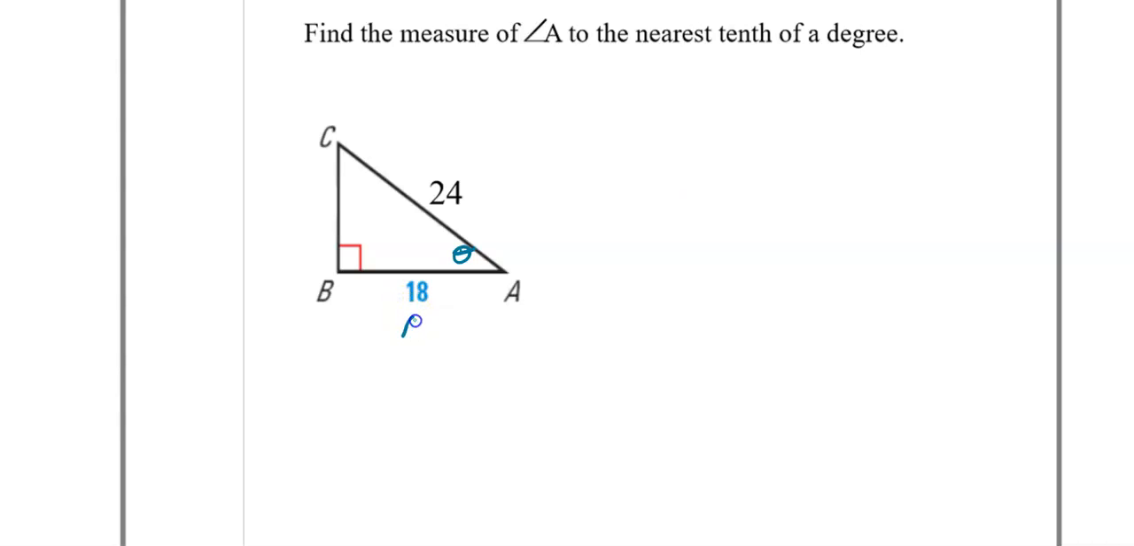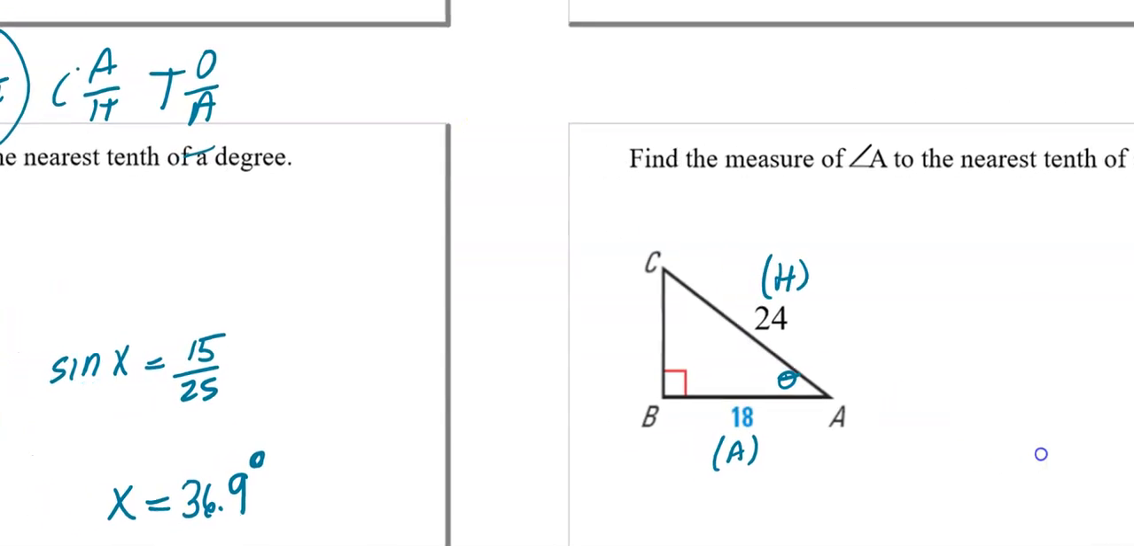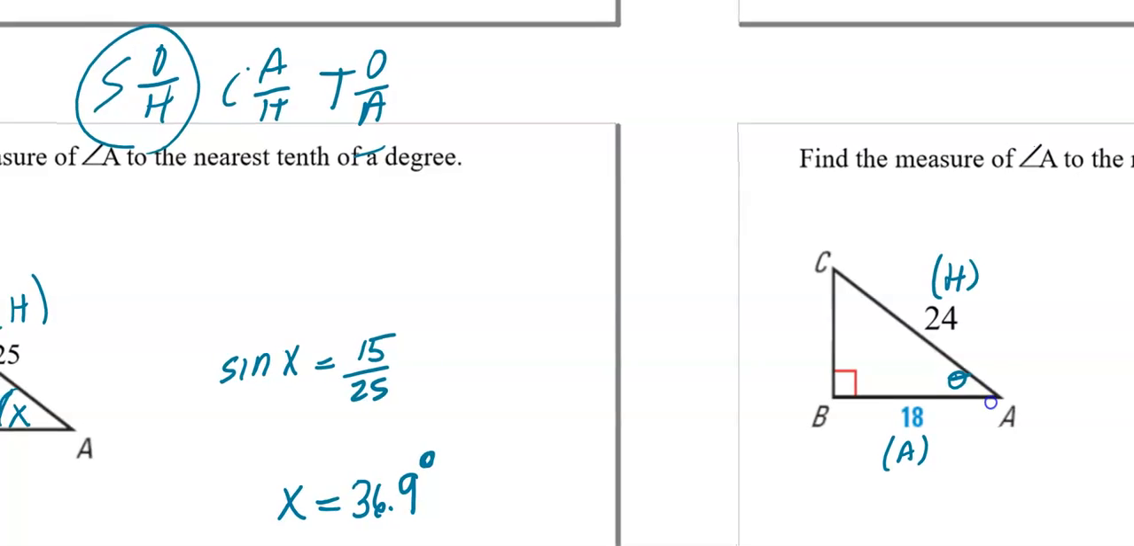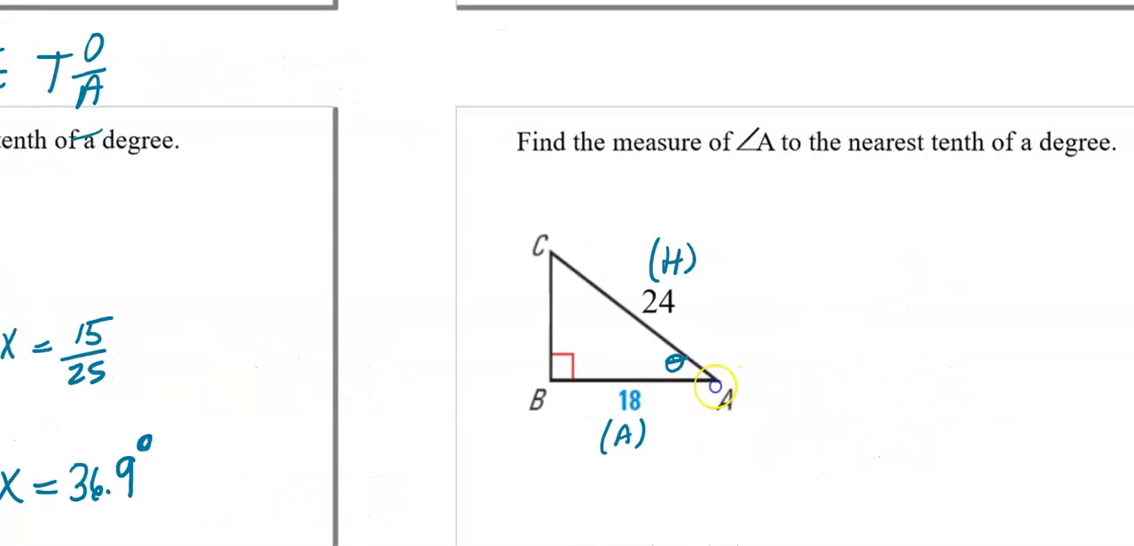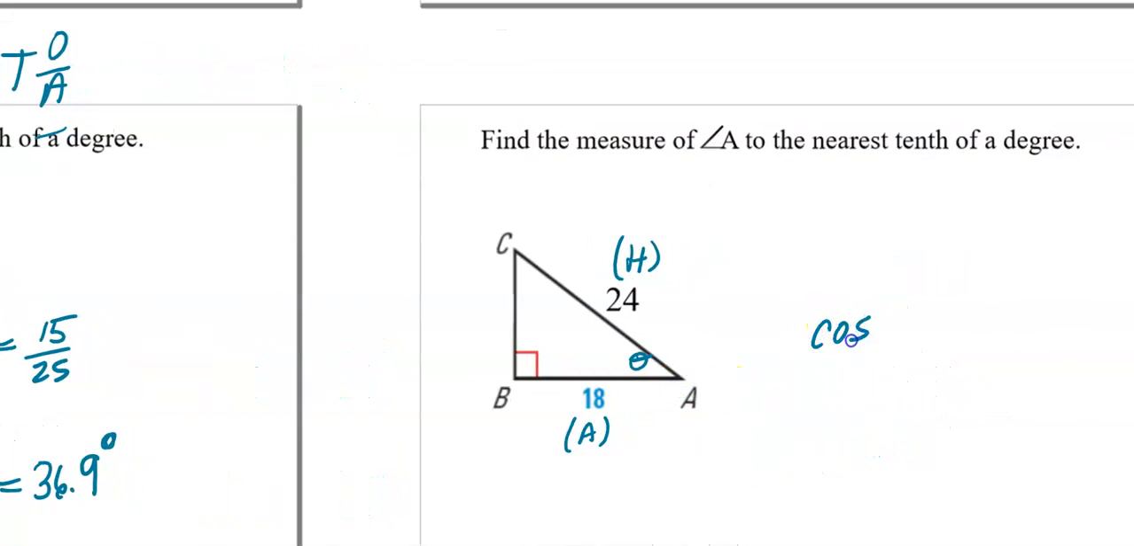Hopefully you realize this is adjacent and the hypotenuse. And so then if I go back to TOA, it's going to be your cosine function. Angle always goes next to the trig function, and it's 18 over 24. If you are somebody who likes decimals, you could see that it's 18 divided by 24.